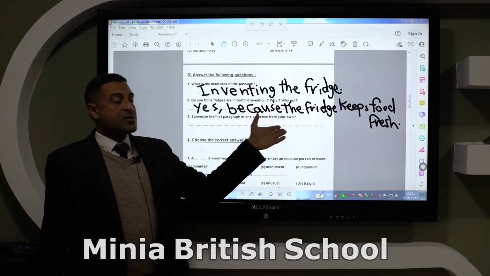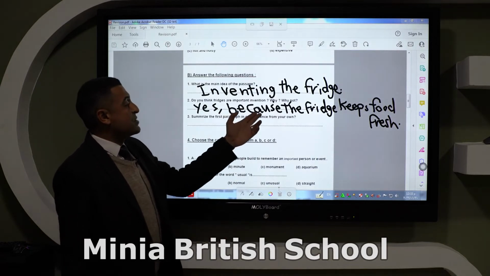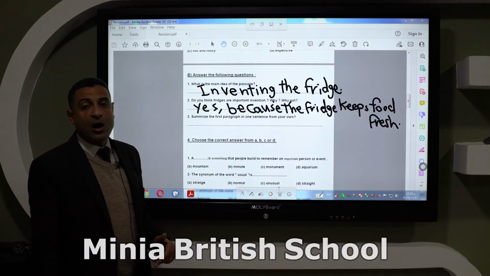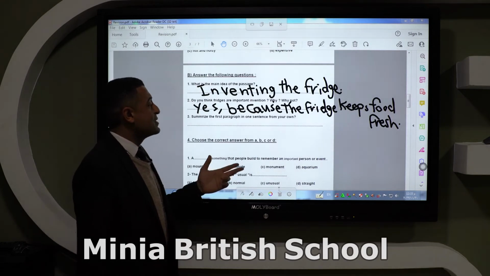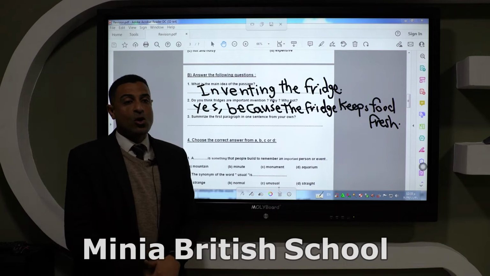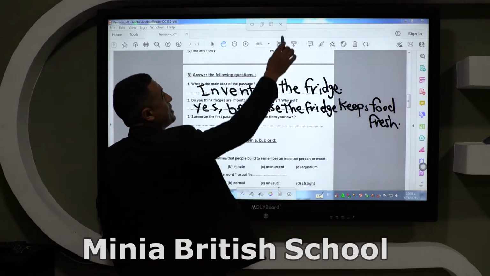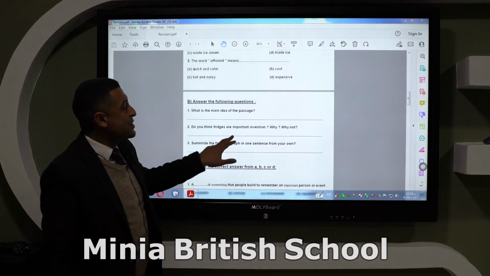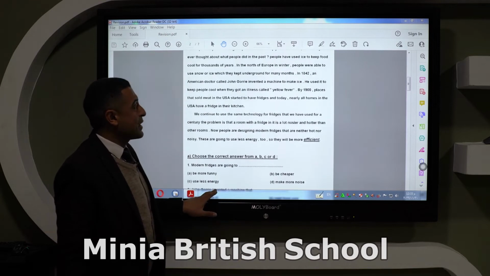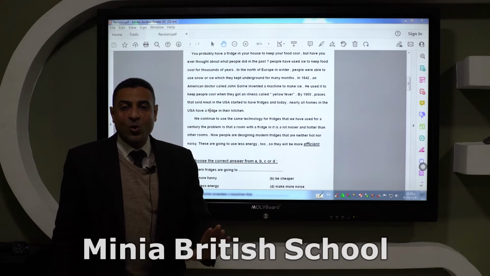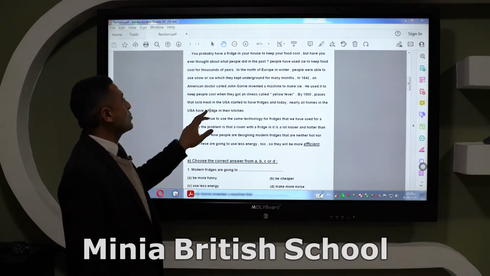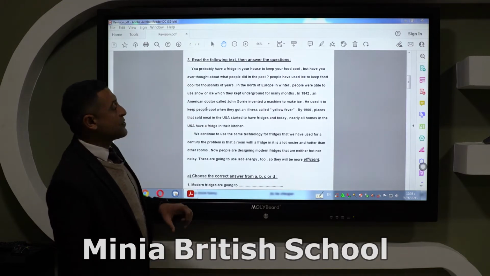So here, this is the answer, and here, this is the reason for my answer. Summarize the first paragraph in one sentence of your own. Some people use the same sentences that are written in the paragraph, but no. Please use your own sentence, your own words, your own expressions to summarize this one. And this is the first paragraph.